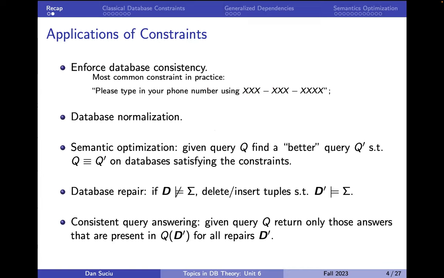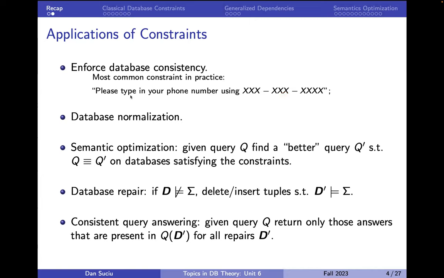So there are many applications of constraints. The old ones, the classical ones, is to enforce database consistency. We want the database to be clean. And we talk here about these very elegant constraints and entropic vectors. But in reality, what developers care about, and this is what you find on the web, is that you put a dash in your phone number, right?